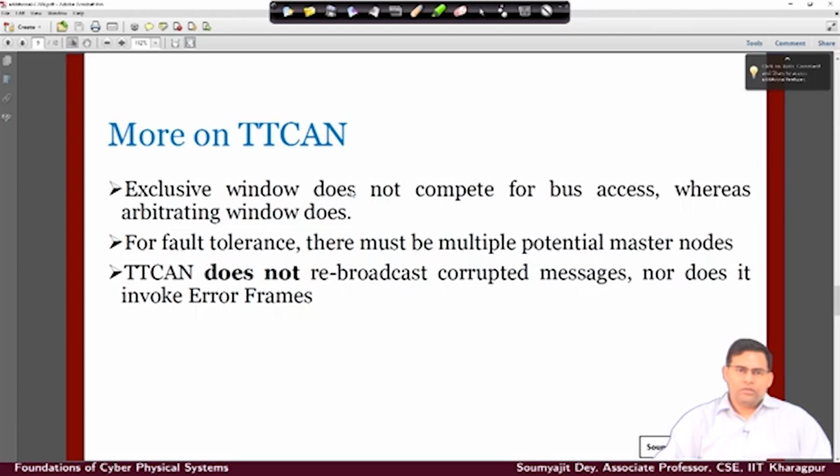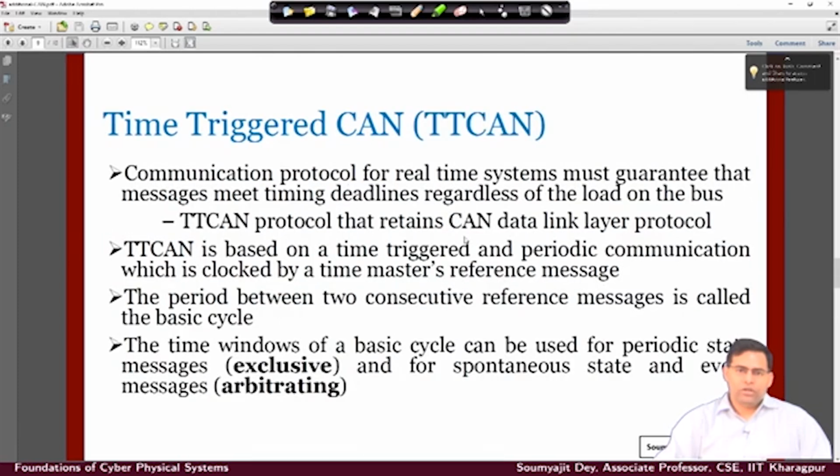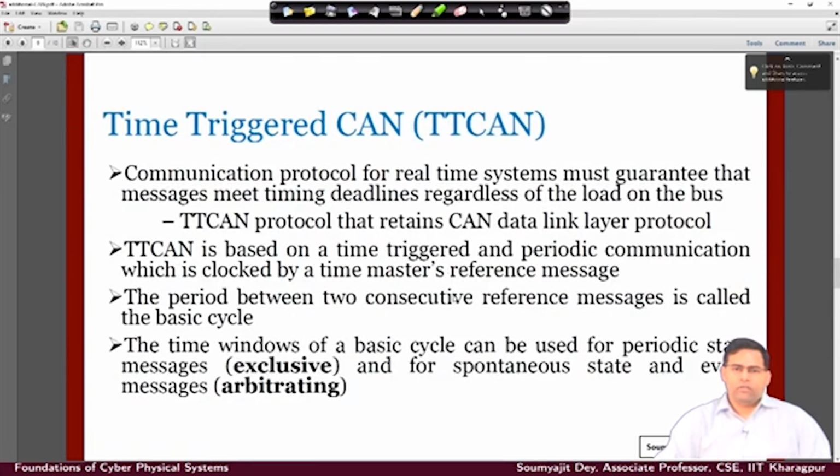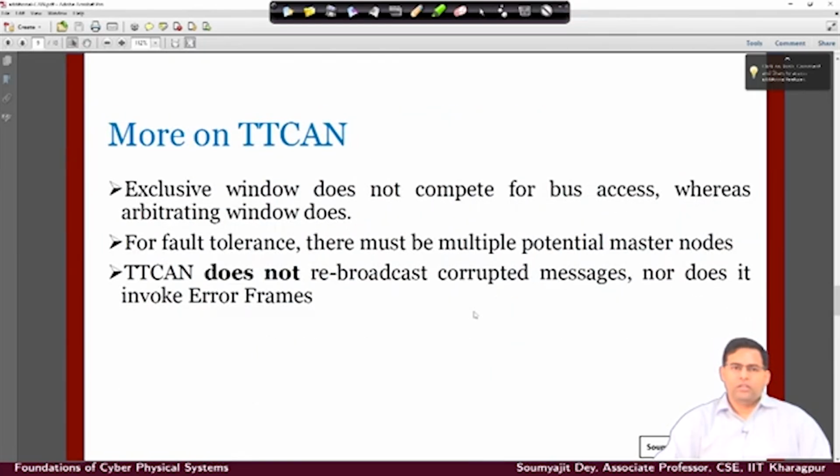So what does this mean? When we have that exclusive window, that means this is the slot when only periodic messages will go, and it doesn't compete for bus access. It's like static scheduling of messages. Whereas for the arbitrating window, when I have the event triggered messages, they will be competing for bus access. So that's like bringing in two different philosophies of time triggering and event triggering together.